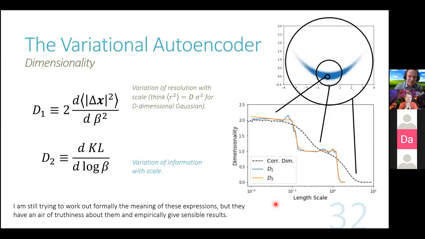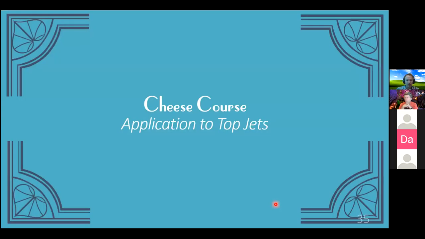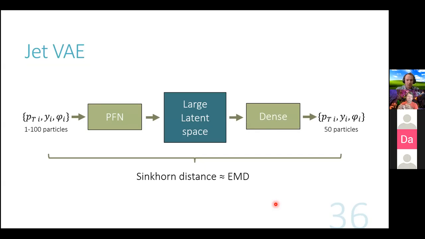I've been mostly interested in trying to find out how much stuff I can extract from the statistics, from the stuff that's been learned in the latent space of the variational autoencoder, without at this point being too concerned about whether it's better than other things. So that's been my philosophy on this. Let me play around with top jets for a bit.